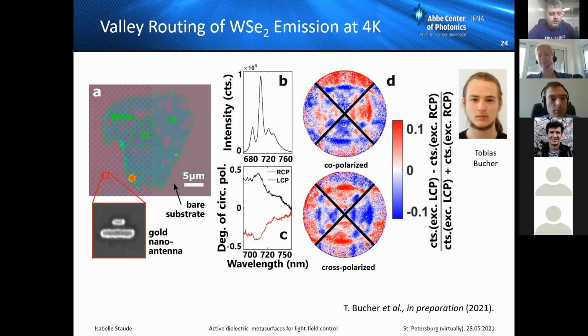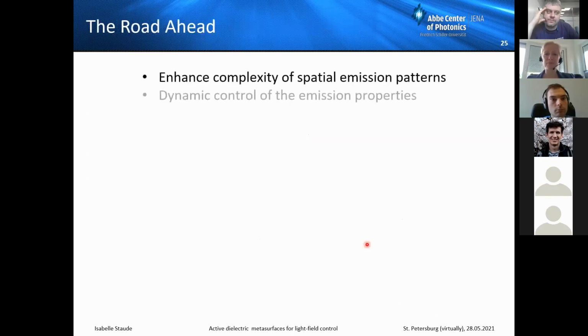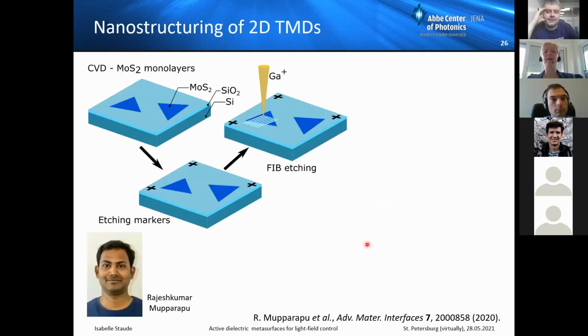Good, thanks, Isabelle. Before we proceed, there's a comment in the chat from Dr. Ivan Shishkin. He's noticing that you may consider using helium ion beam milling to reduce the damage instead of gallium ions. Ah, okay, that's a good comment.